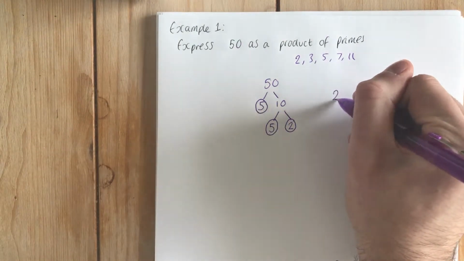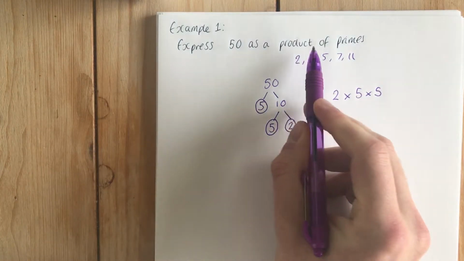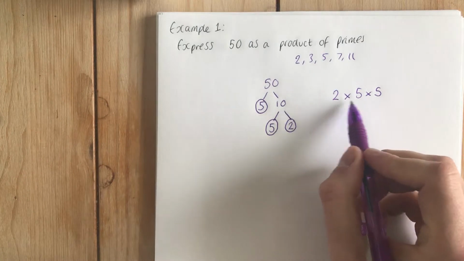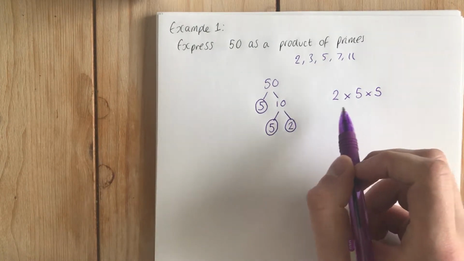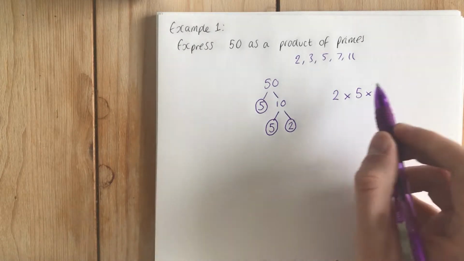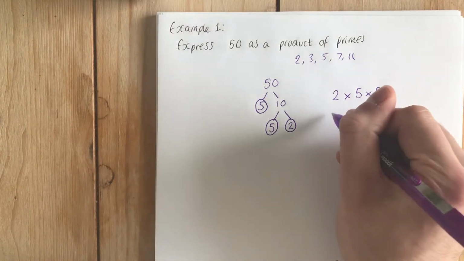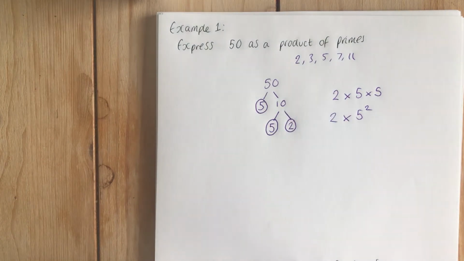Now, in order to express it as a product of primes, product means times, I'm going to write it like this. So 2 times 5 times 5. Now there are certain questions that will say, give your answer in index notation. That means use powers. So to tidy that up, I could write it as 2 times 5 squared.